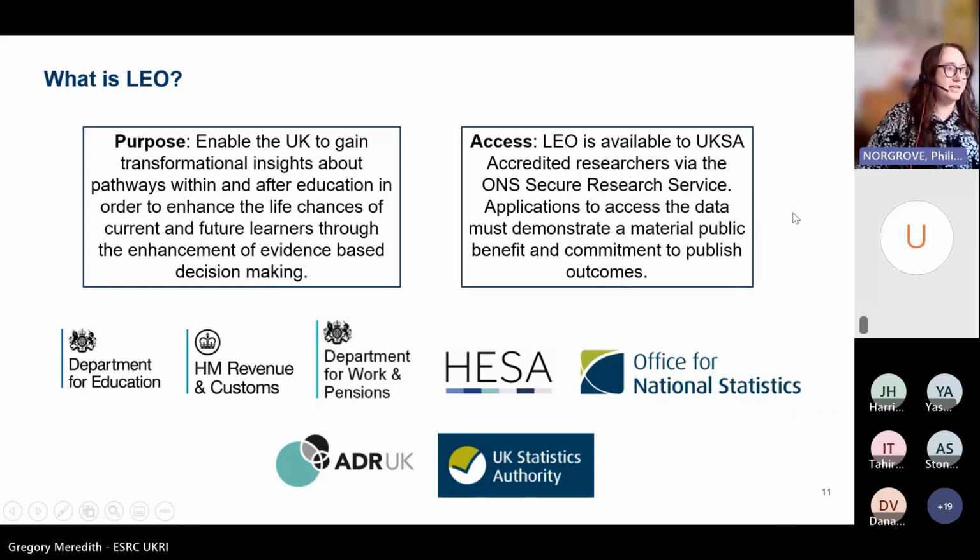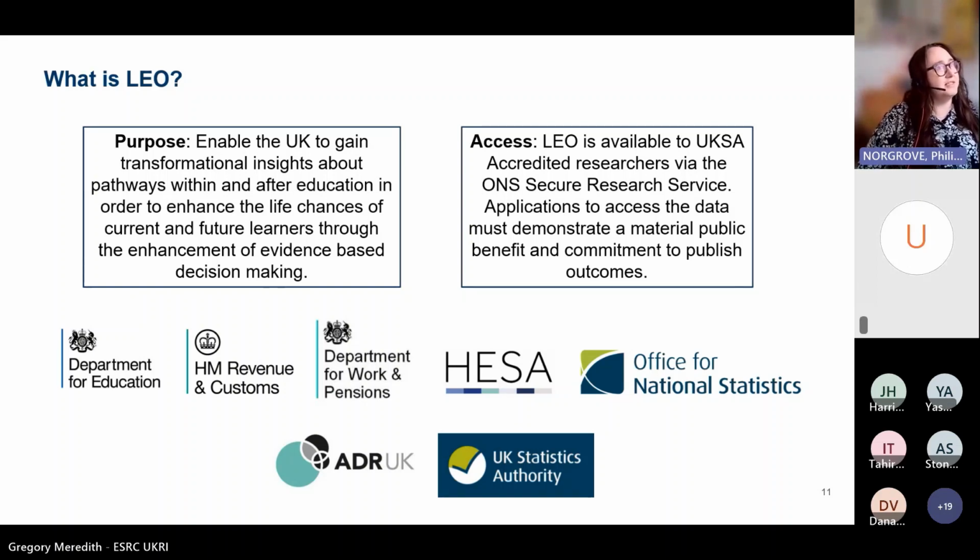You can see here the logos of some various departments and organisations at the bottom. So we've got HMRC, DWP, HESA, ONS, and us at DfE, along with ADR UK and the UKSA. And all these organisations work together to make this data available. It really is cross-government working that makes LEO possible.